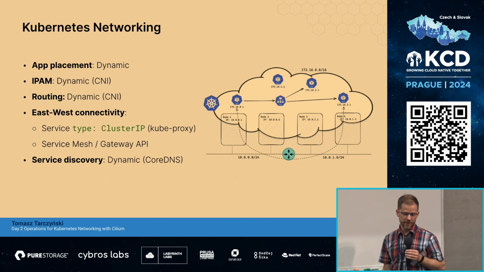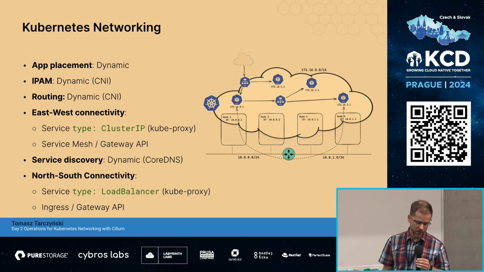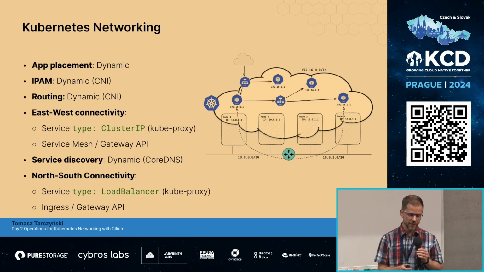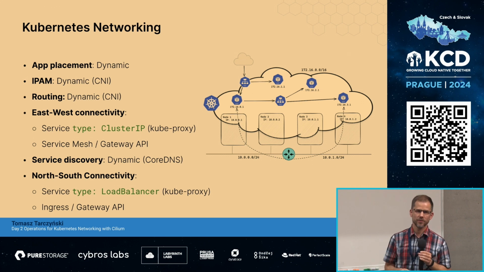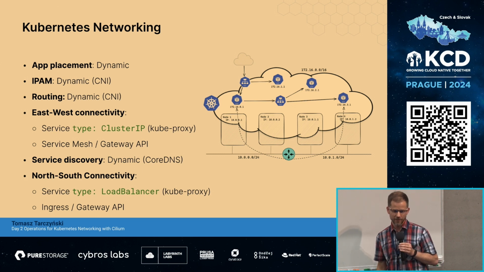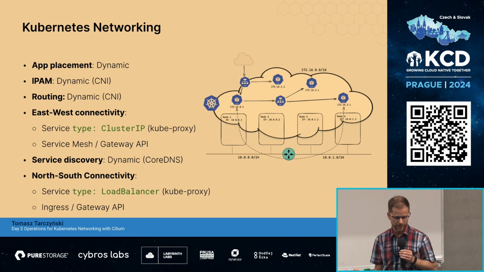We need service discovery. We have the DNS service within the cluster. And we also need this north-south connectivity. For that, we typically use either the load balancer type of a service or stuff like ingress or gateway API to control not only traffic on layer 4, but also to have layer 7 controls over the traffic going to the cluster.